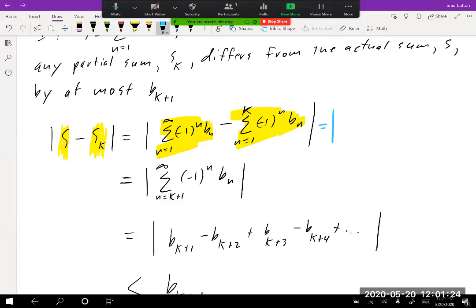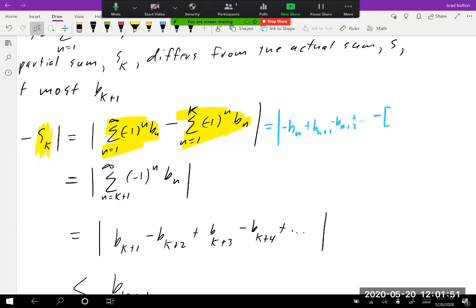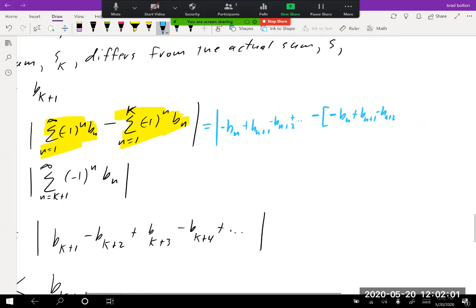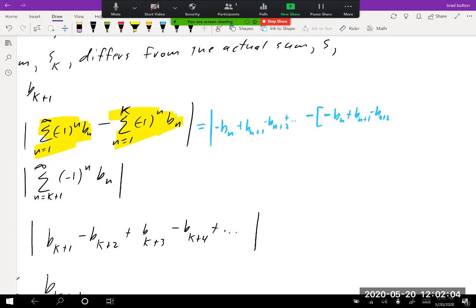If you wrote this out, this would be b sub n, whether it's plus or minus, let's just start off with minus. So minus b sub n plus b sub n plus 1 minus b sub n plus 2, all the way. And then you would subtract off, then this would be (-1) to the 1. So this would be negative b sub n plus b sub n plus 1 minus b sub n plus 2 plus, all the way up to b sub k, right? Because you're stopping at k. That would be the last term.